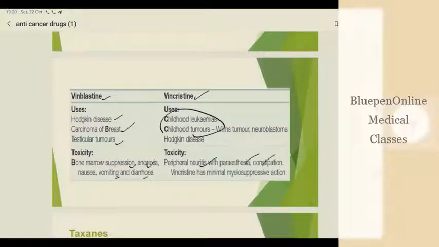It has minimal myelosuppressive action. So in children, because of this specific point, vincristine is preferred. So Vincristine has C, and C is preferred in children. Like that, you can remember.